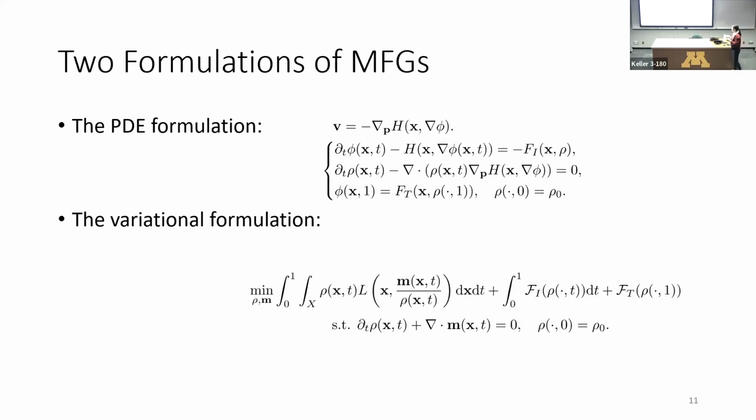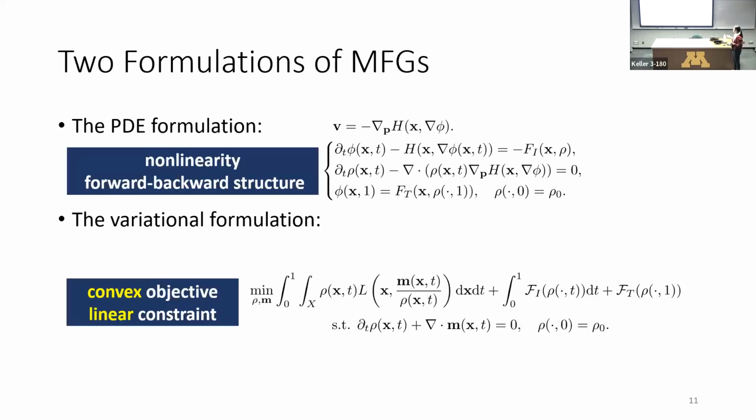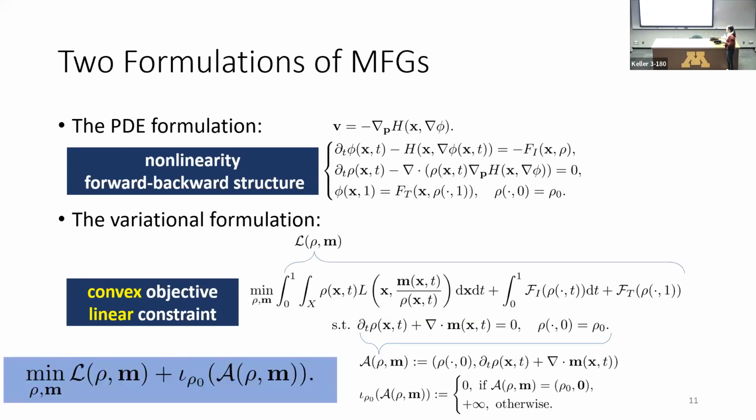Let's recall the two formulations of mean-field games. We mentioned that the PDE formulation has nonlinearity and a forward-backward structure, so it is not easy to solve. The variational formulation has a convex objective and a linear constraint. So what we do is, based on this variational formulation, design and apply an optimization algorithm to solve it efficiently.